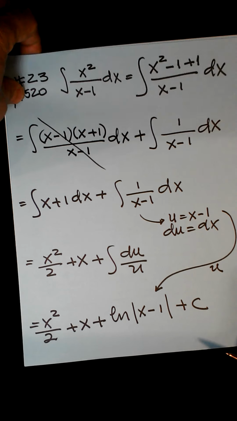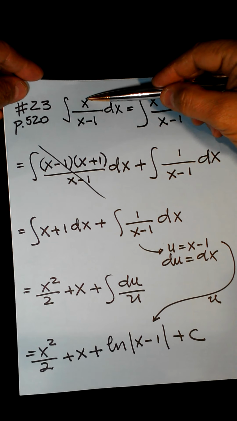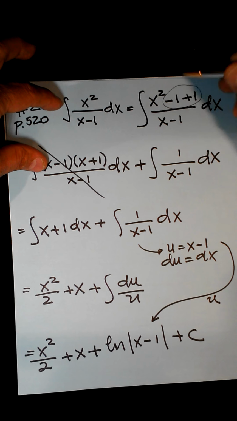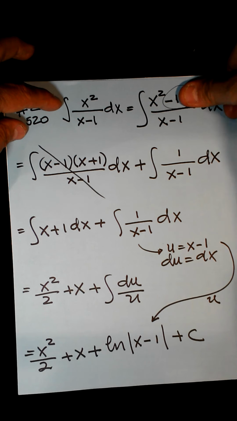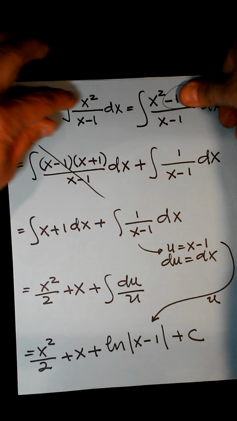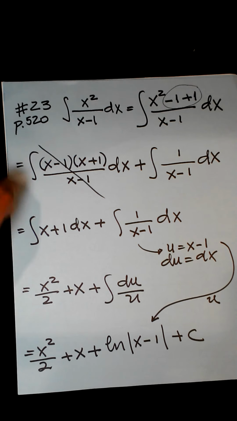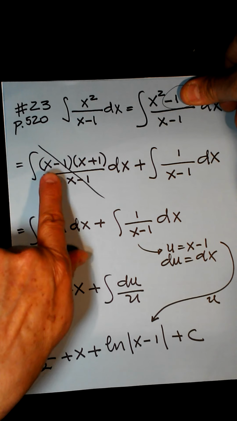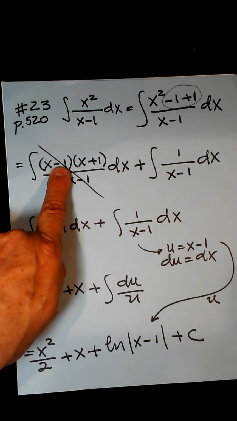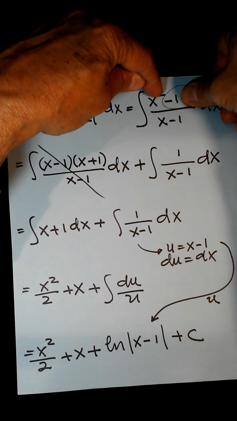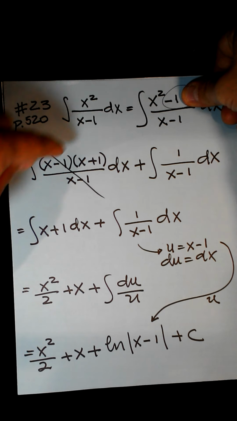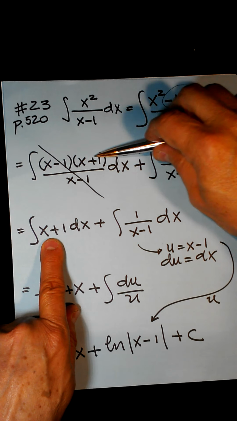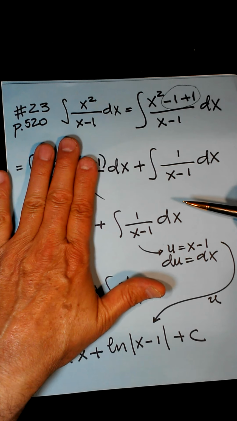Example, problem number 23, page 520, x squared over x minus 1. Well, here's what I did. I added and subtracted. This allows me to create one integral there and the second integral there. This first integral is the difference of perfect squares, which factors as x minus 1, x plus 1. I cancel these two. I end up with just x plus 1 dx right here. This is taken care of.